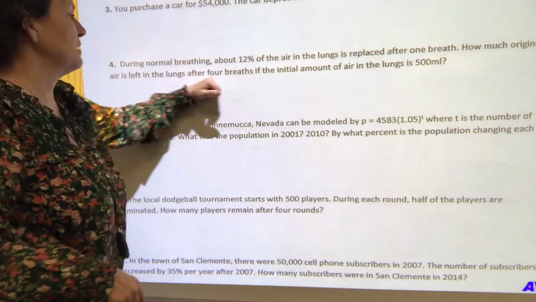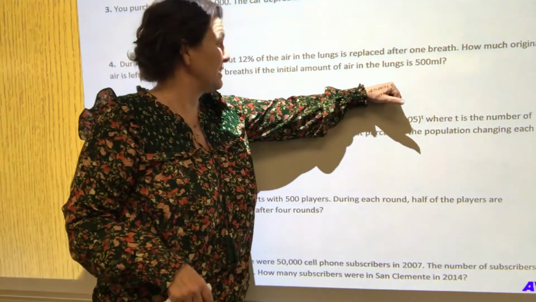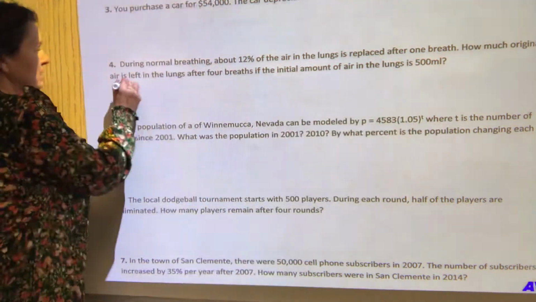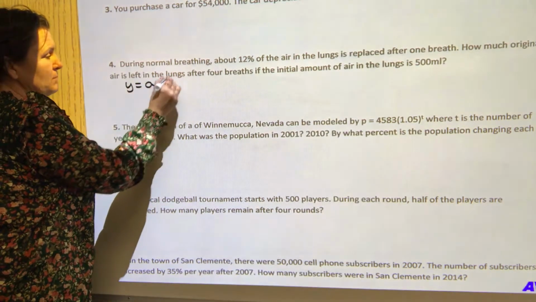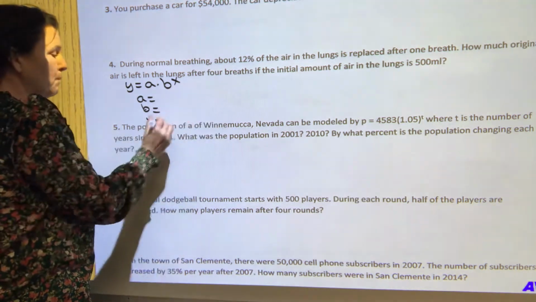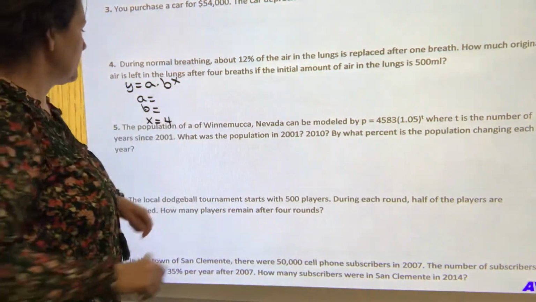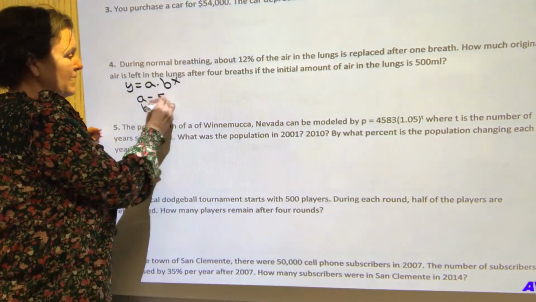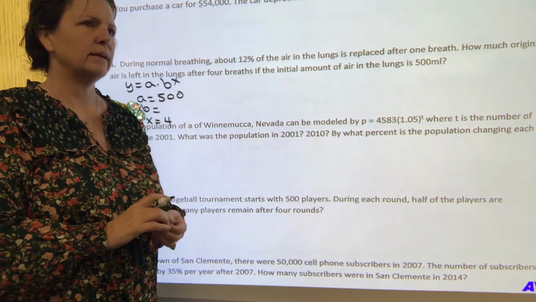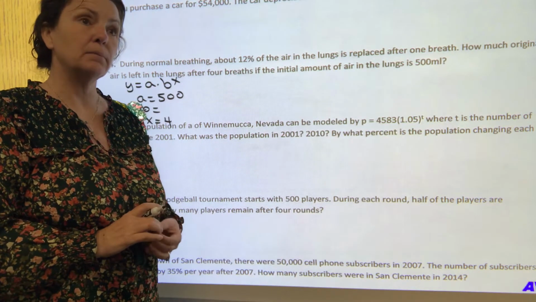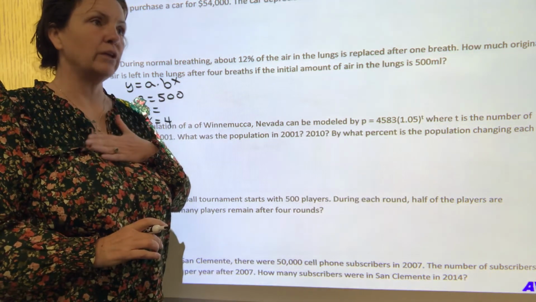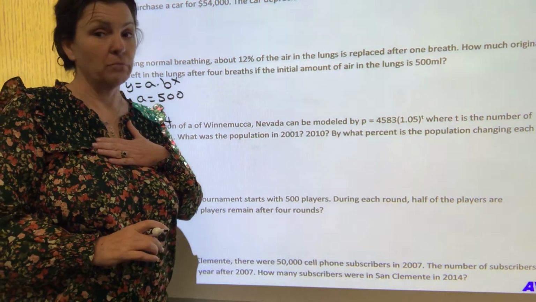How much air is left in the lungs after 4 breaths if the initial amount of air in the lungs is 500 milliliters? Okay, cool beans. Let's go with this equation. So 4 breaths is our time, okay? The starting amount of our lung space was 500. Now you have to decide, is this an increase problem or a decrease problem? So it's talking about the original air in our lungs. Is the original air in our lungs going up or going down?